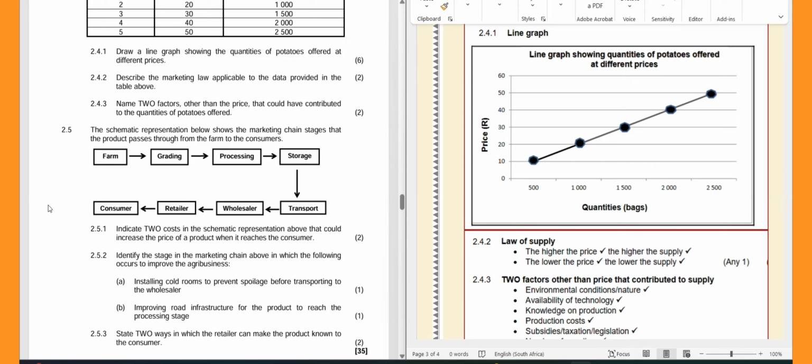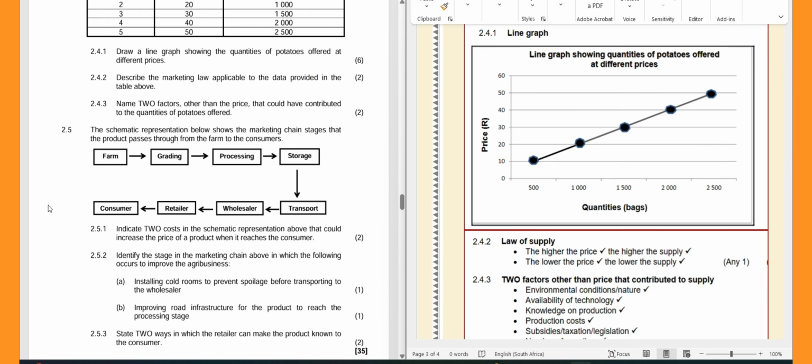2.4.3. Name two factors other than the price that could have contributed to the quantities of potatoes offered. Okay. Other than the price, so what can that be? The availability of technology, right, which is the new production technology that is sufficient, maybe. Okay, so it can be one of the factors that can contribute to the supply, which is the availability of technology.